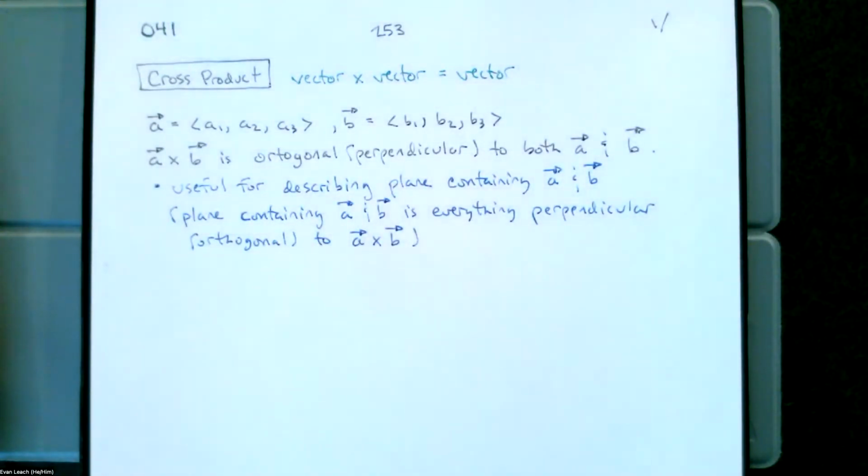Last week, we introduced the cross product. This is our second version of vector multiplication. Here we have a vector cross a vector gives us a vector, as opposed to the dot product, which was vector dot vector equals scalar.